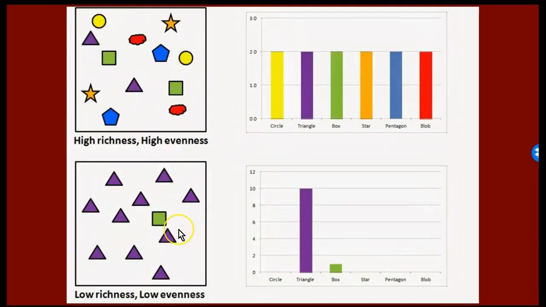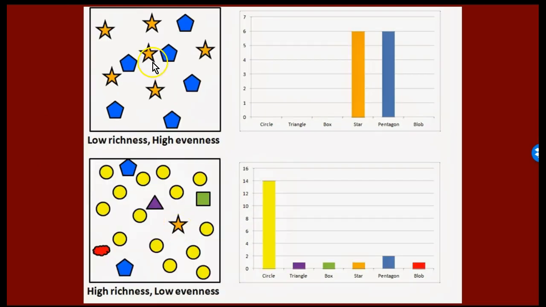So comparing, I'm going to go to triangles and squares versus pentagons and stars. What's the richness like? Very low richness. There's only 2 species. But what about evenness? Well, if I look at any one particular area, right here, if I cut that little square, there's some pentagons and stars, and if I cut this area, there's some pentagons and stars, and it's pretty even. They're spread out pretty evenly.